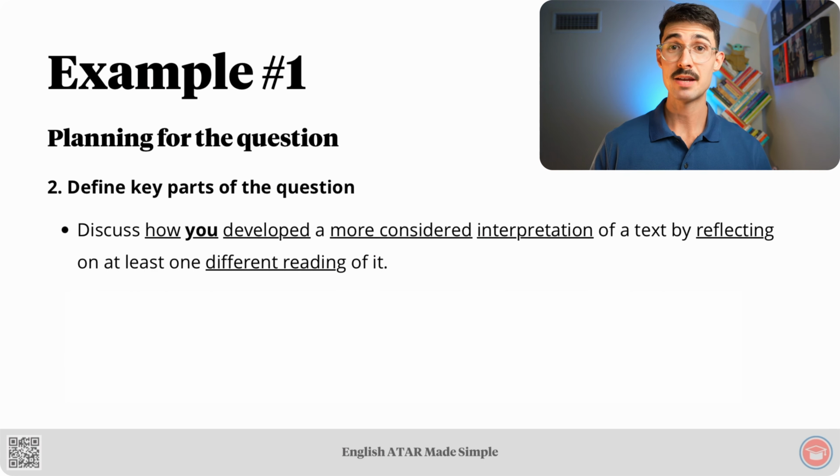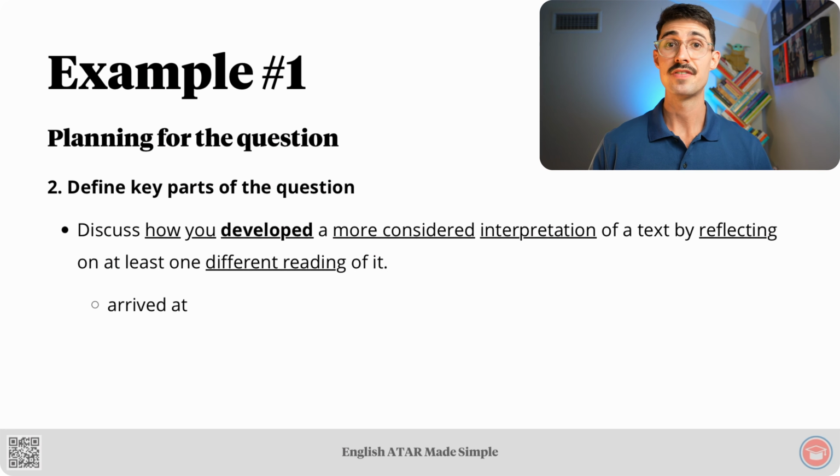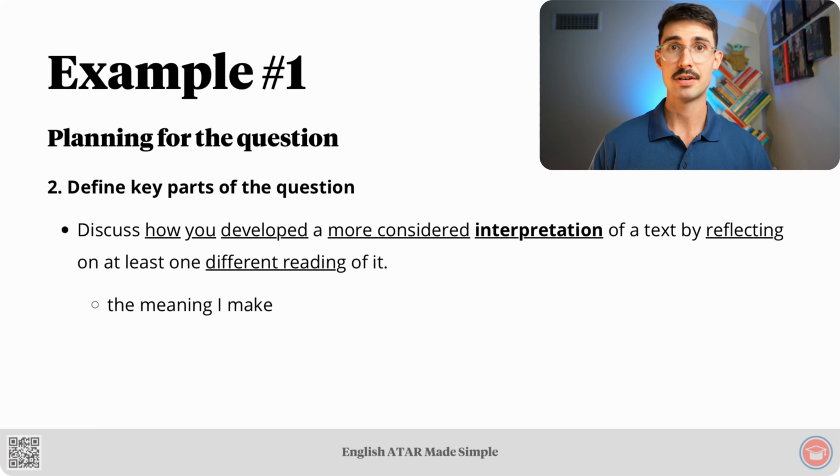Moving on to the next key part of the question, which is the word you, and we know from the relevant lesson in Module 2 that this is an invitation to write in the first person, meaning you should use words like me, my, and I. Next, we have the word developed. A synonym for this is just arrived at. Then we have the term more considered, and this just means something that's been thought about carefully, or it's more refined, thought over. We also learnt in that lesson about interpretations that this concept just refers to the meaning that I make of a text.